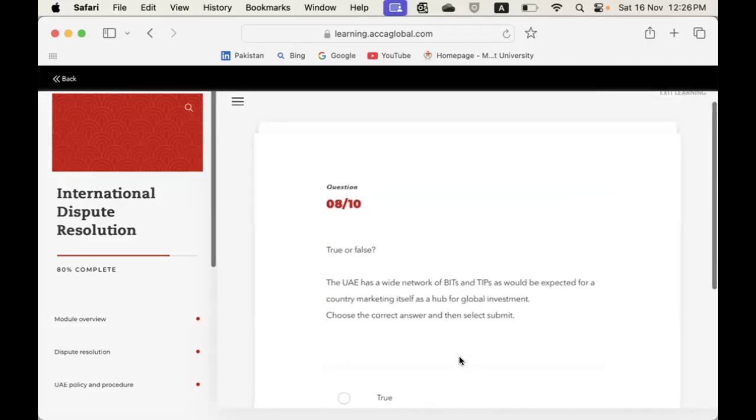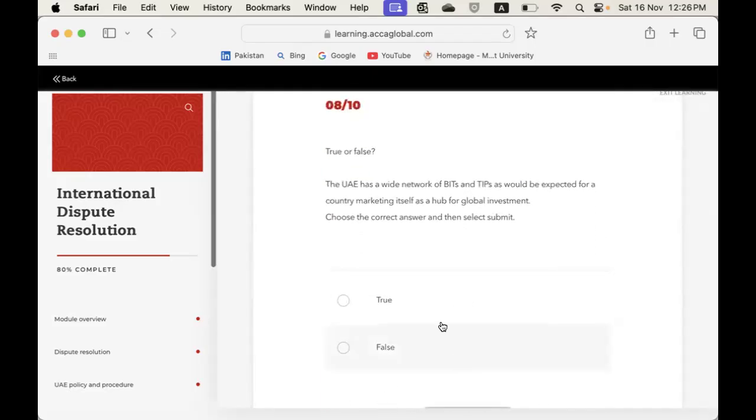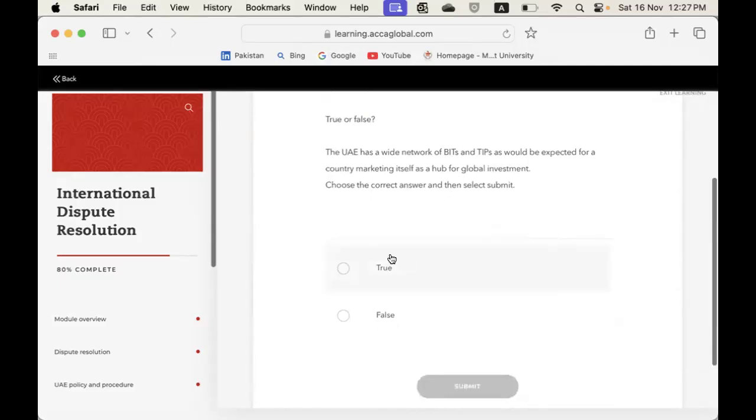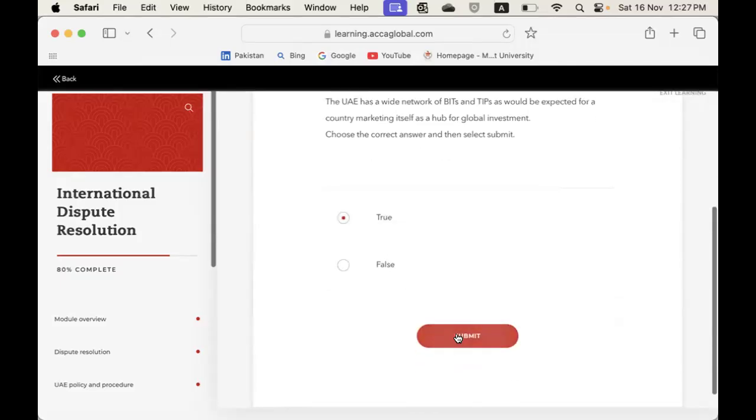Let's look at that. The UAE has a wide network of BITs and TIPs, as would be expected for a country making itself a hub for global investment. Choose the correct answer. That's true. That's an easier one.